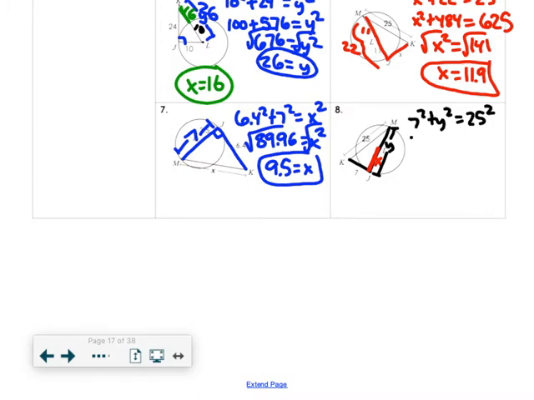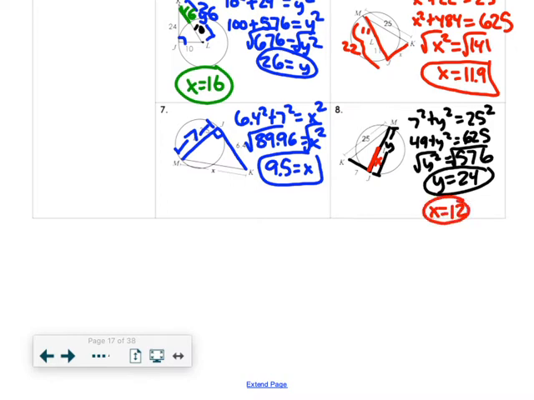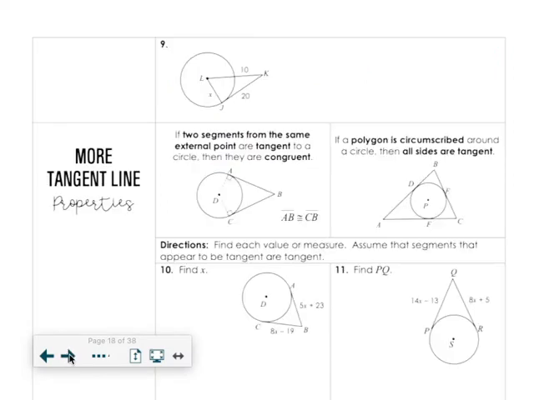So we have 49 plus y squared equals 625, which means that when we subtract 49, y squared is going to equal 576, and that's a perfect square. If you take the square root of that, that's 24. Okay, but that's the diameter. This question is ultimately asking for the radius, which is half that length.